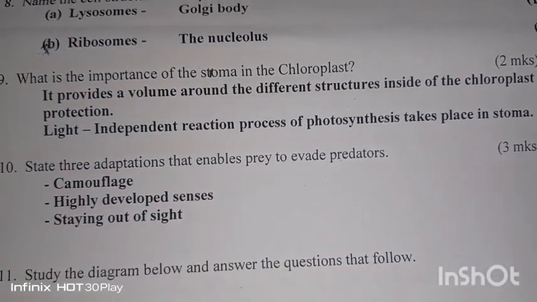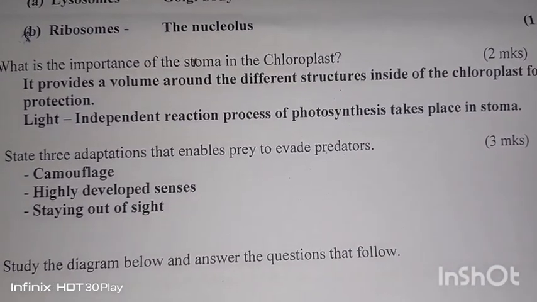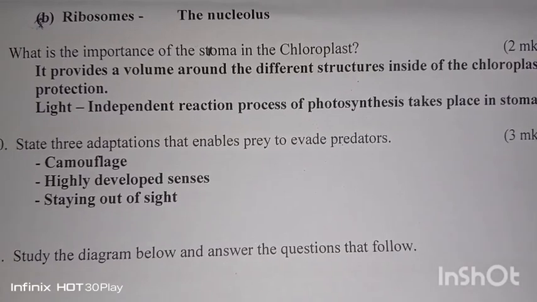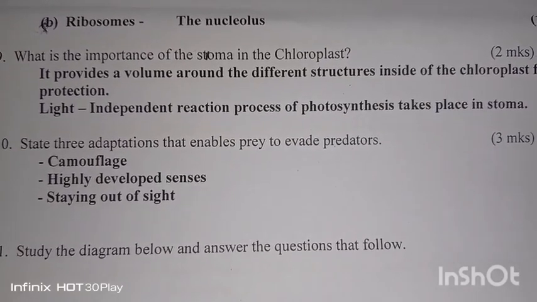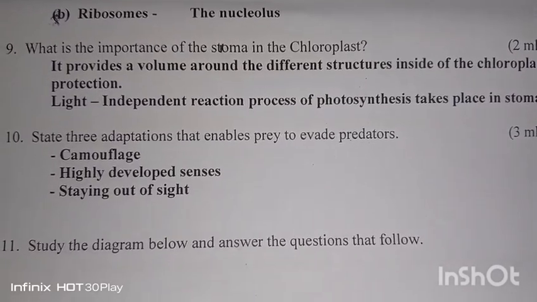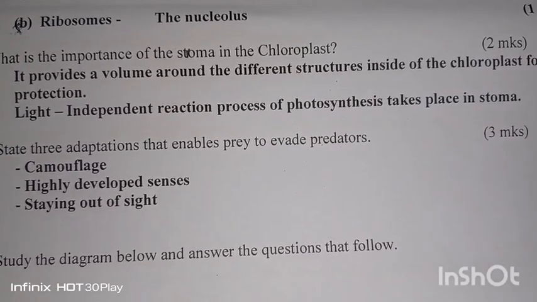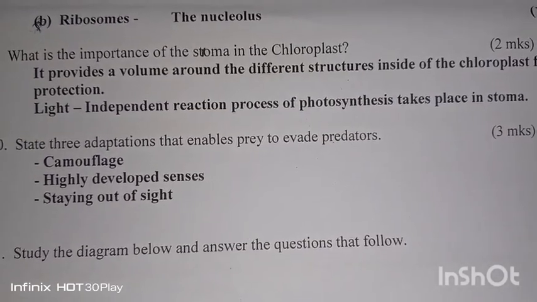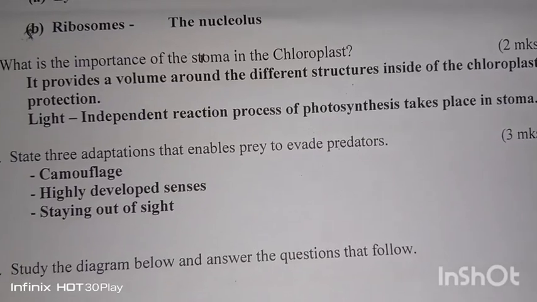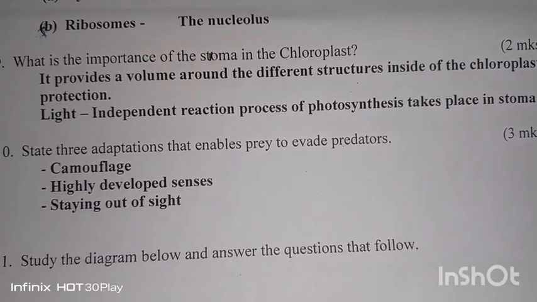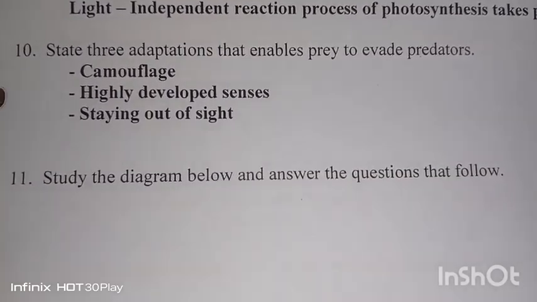Stroma, it provides volume around the different structures inside the chloroplast for protection, and it is also where the light-independent reactions of photosynthesis take place. That is the dark stage, in short, where there is combination of carbon dioxide and hydrogen ions from the light stage of photosynthesis, as well as energy to form now a simple sugar or a simple carbohydrate.